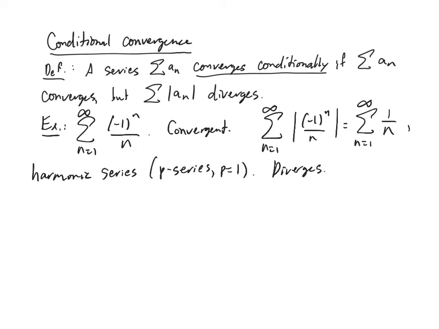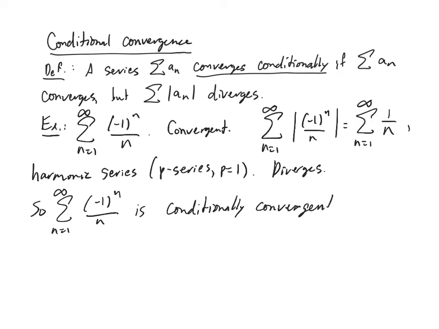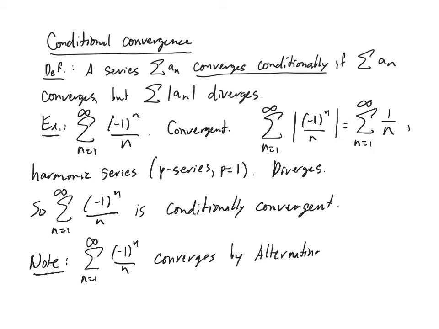Okay, so if we're willing to accept that the alternating harmonic series here, the sum from n equals 1 to infinity of negative 1 to the n over n, converges, we can show that the series with absolute values diverges. So that means that the sum from n equals 1 to infinity of negative 1 to the n divided by n is conditionally convergent. And I'll just note here that we know that this converges by the alternating series test, which we'll talk about in just a second.